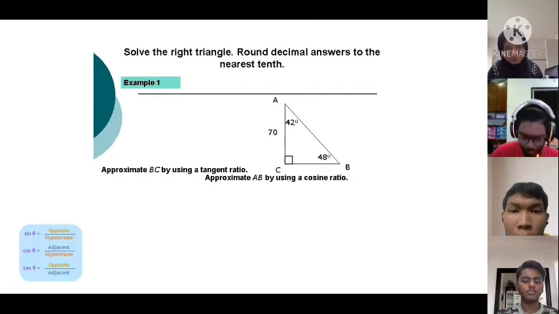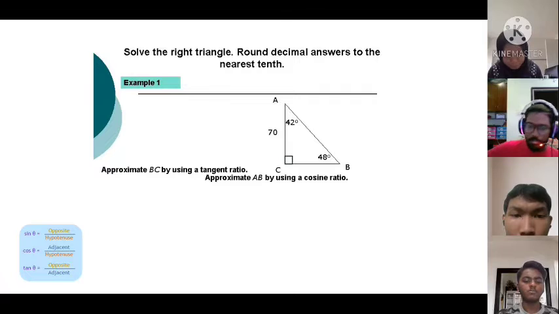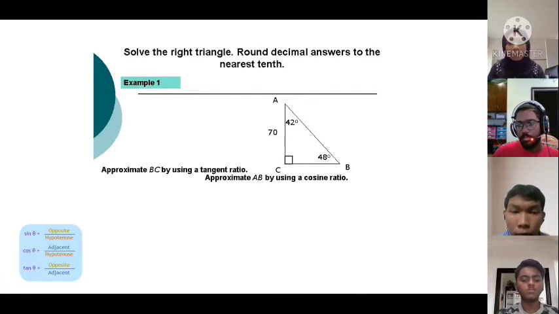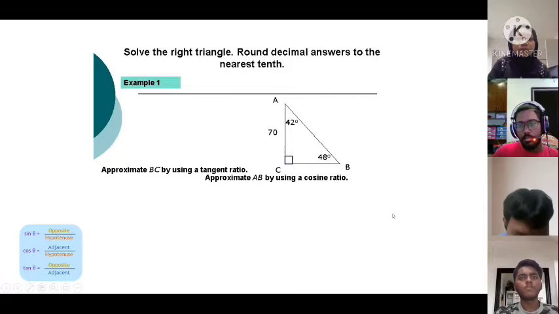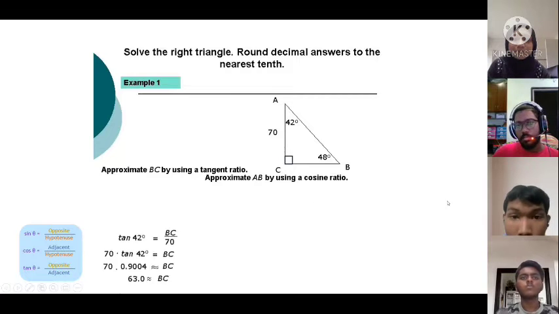Solve the right triangle, rounding decimal answers to the nearest tenth. Approximate BC by using a tangent ratio. Okay, firstly, approximate BC by using a tangent ratio. Kita ambil tan 42 darjah.